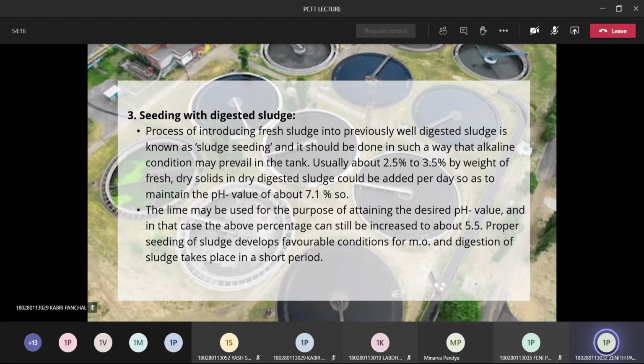The proper seeding of sludge develops a favorable condition for microorganisms, and digestion of sludge takes place in a short period. Next slide.